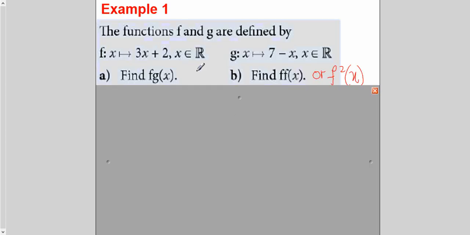Now let's see this example, because right now we are focusing on simple composite functions. So two functions are given to you. You have to find f of g of x. So we have just seen the notation f of g of x means this function g will go inside function f. So in 3x plus 2, in place of x, you will write 7 minus x.